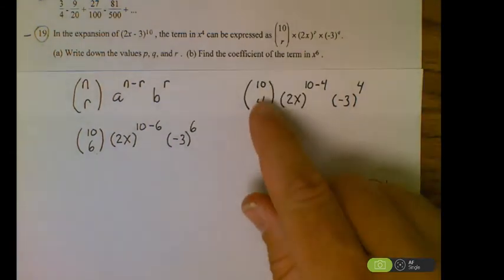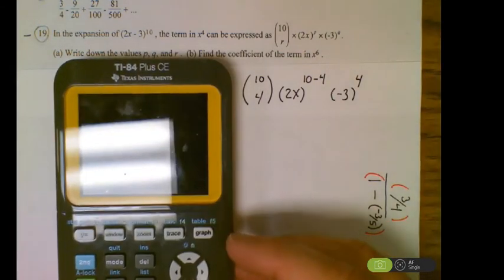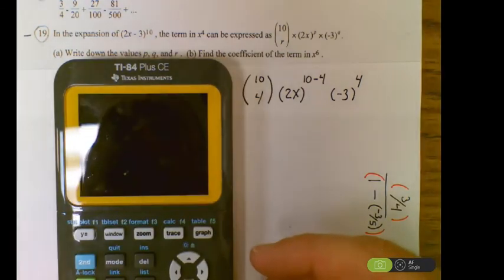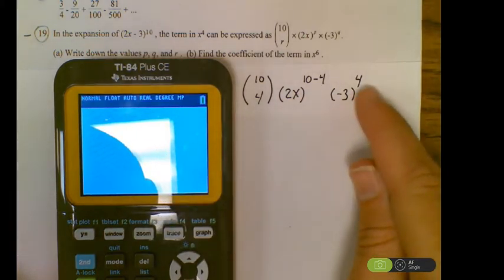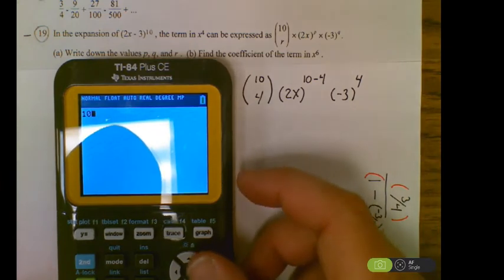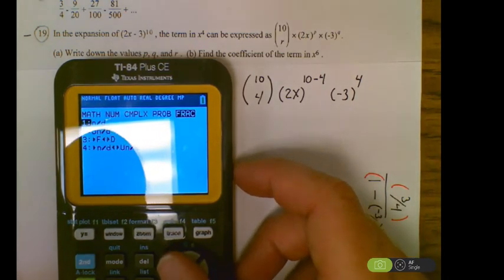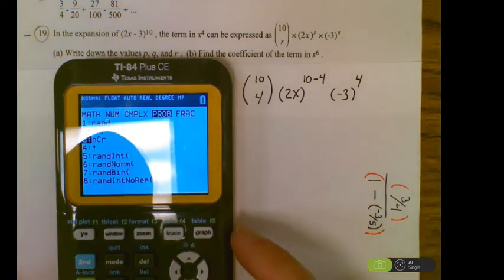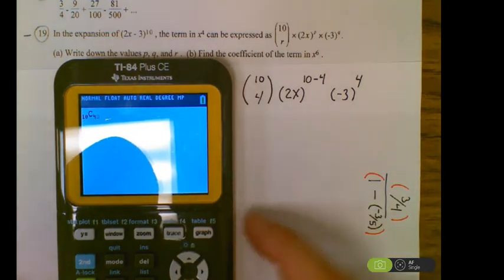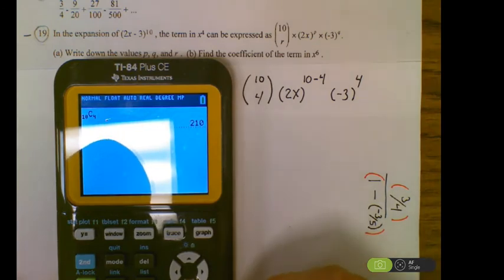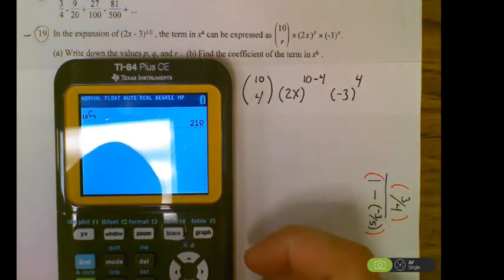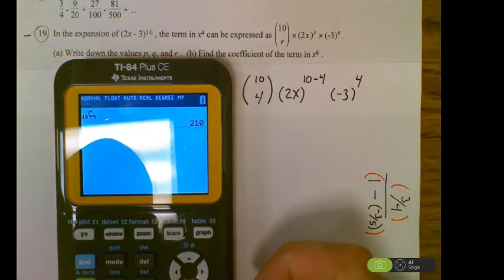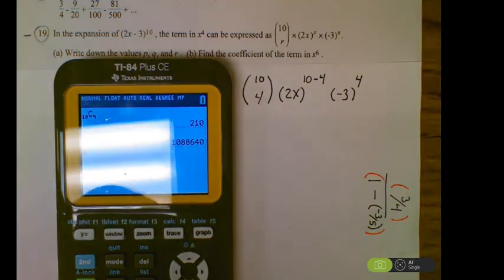So once you do your 10 choose 4, we're going to throw that in here real quick so you can see it. Once we do 10 choose 4 times 2 to the 6th times negative 3 to the 4th, that should do it. So I'm going to type in the 10, hit math, go to probability, hit the combination button, and we have a 4 down there. So that's the combination. And now I'm going to multiply that times 2 to the 6th. And multiply that times negative 3 to the 4th. And that should be our coefficient.